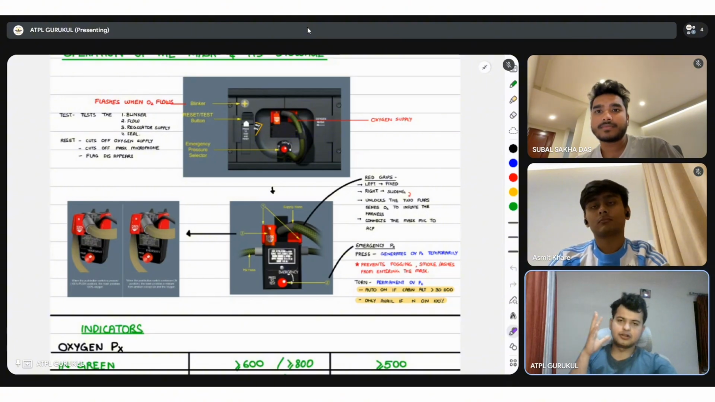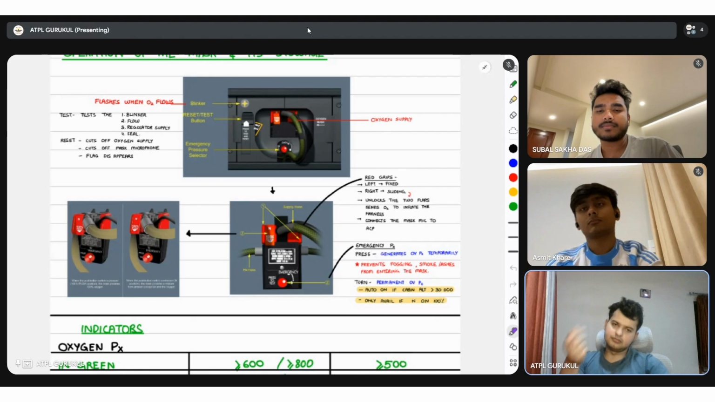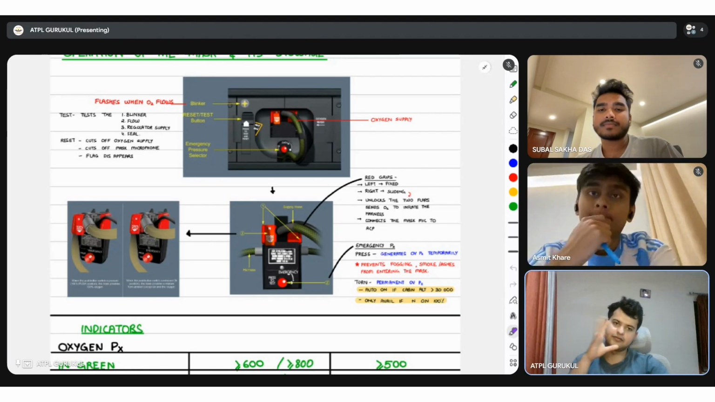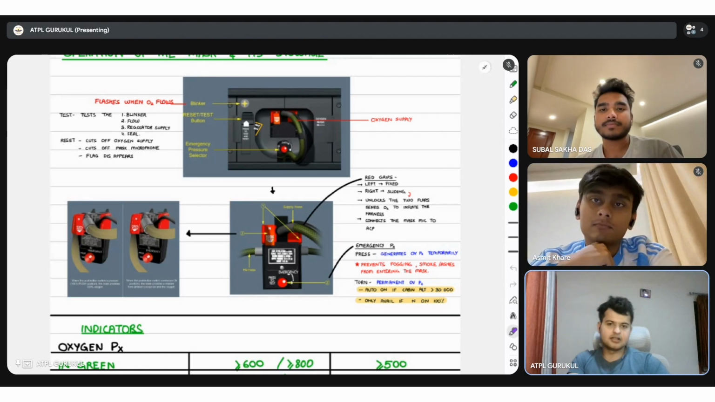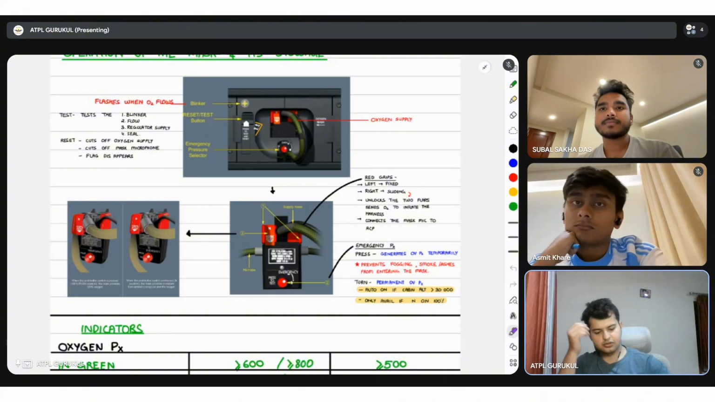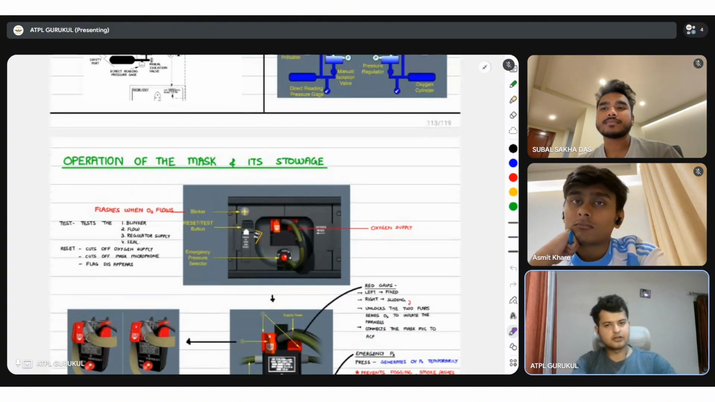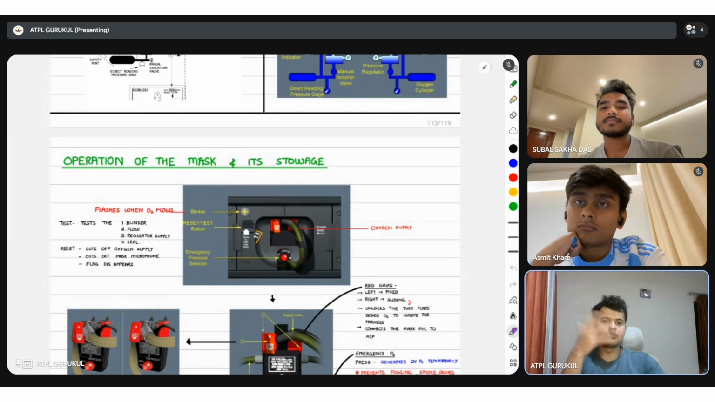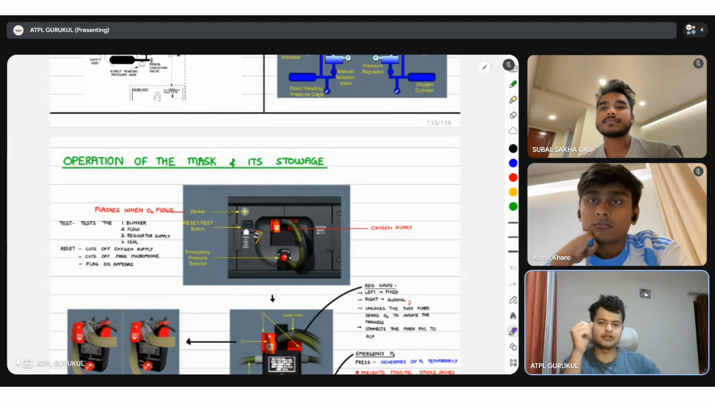So, how many of you in your type rating have actually donned the mask and seen how to use it? Everyone was shown properly, okay, that is very good that you have actually been shown how to use it. That is exactly how type rating should be done. So I will also brief you on how to operate the mask.